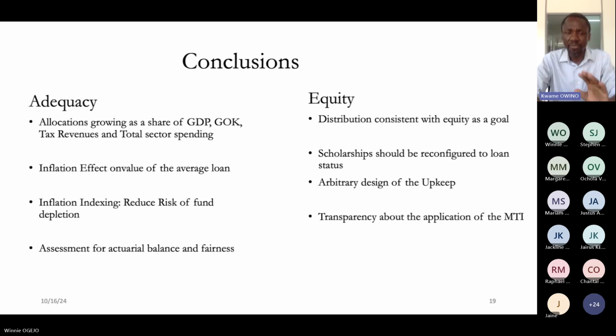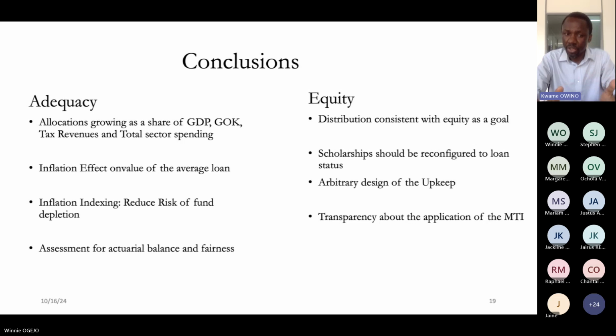I think it's very clear if you measure from the supply side. The supply side is the amount of money that goes through the fund and the loans provided by the Higher Education Loans Board. And it's telling us that the total amount distributed to students under whatever heads, whether it's a loan and all that, has been rising as a share of GDP. It's been rising as a share of total Government of Kenya spending over the 10 years that we considered, from 2014 all the way to the financial year that started in July 2023.